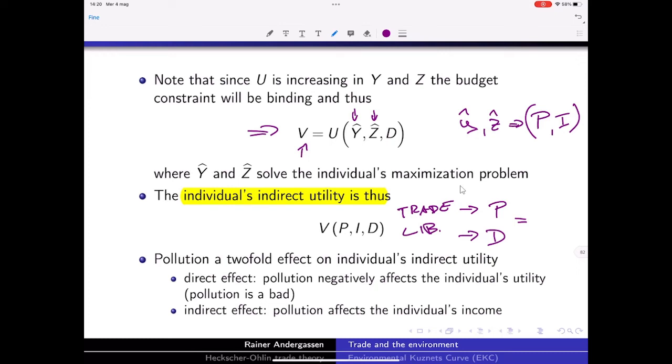So trade liberalization affects the price. Depending on whether I'm an importer or an exporter, I have either a decline or an increase, as we have seen before the break. And on the other side, it also affects pollution, depending on whether I'm an exporter or an importer of the dirty good. Then we are going to see how both of these affect my welfare with my indirect utility function. This is what we're going to study here.